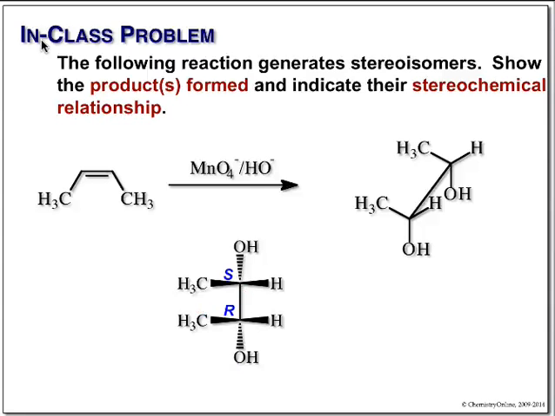Now I want you to stop and think for a second. What's attached here? Hydrogen, hydroxyl, methyl, right? What's attached here? Hydrogen, hydroxyl, methyl. This one's R, this one's S. What does that make them? That means we have a plane of symmetry. So we have made a meso compound.